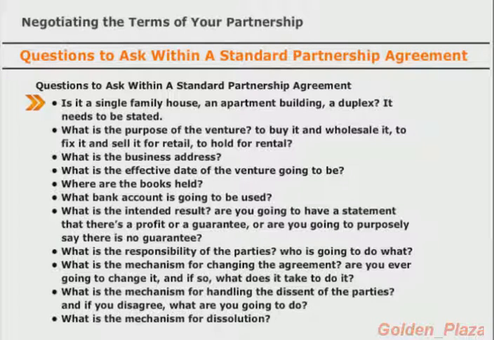Is it a single-family house, an apartment building, a duplex? It needs to be stated. What is the purpose of the venture? To buy it and wholesale it? To fix it and sell it for retail? To hold for rental? What is the business address? What is the effective date of the venture going to be? Where are the books held? What bank account is going to be used? What is the intended result? Are you going to have a statement that there's a profit or a guarantee, or are you going to purposely say there is no guarantee?